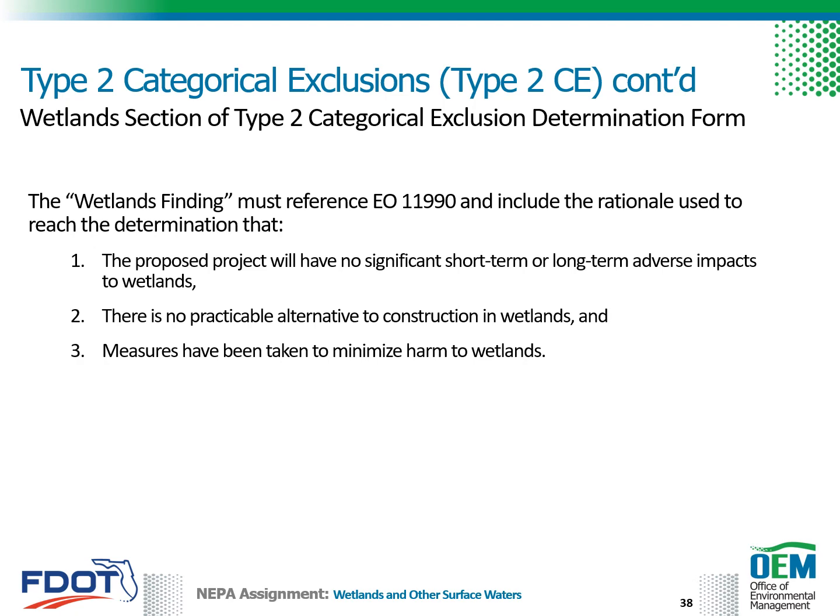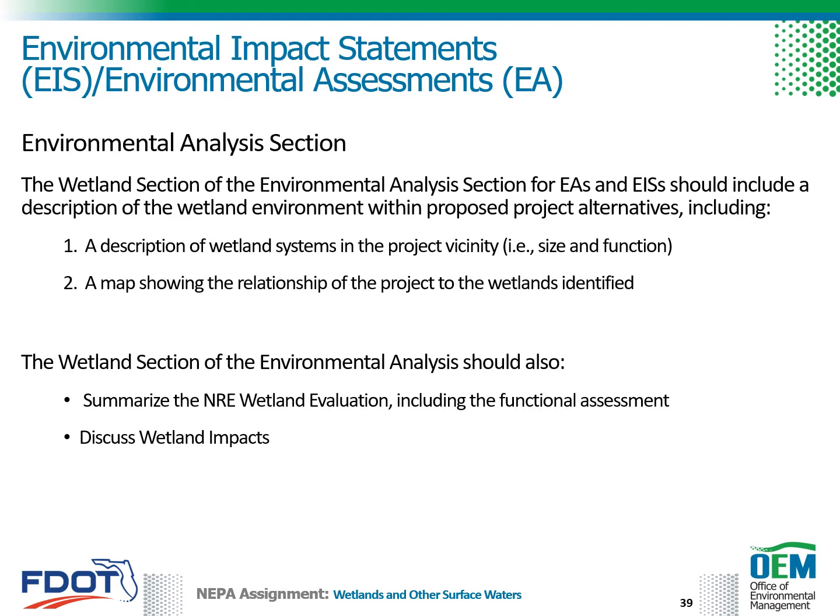The environmental analysis section of an EA or EIS should include a description of the wetland environment within the proposed project alternatives. Wetland documentation should include a description of wetland systems in the project vicinity, such as the size and function of the wetlands. A map should be included to show the relationship of the project to the wetlands identified. Documentation for EA and EIS projects involving new construction in wetlands must contain an evaluation of potential wetland impacts to the level of detail appropriate for the involvement.